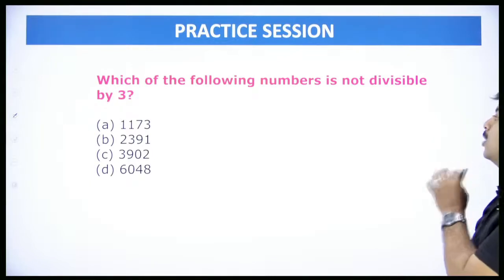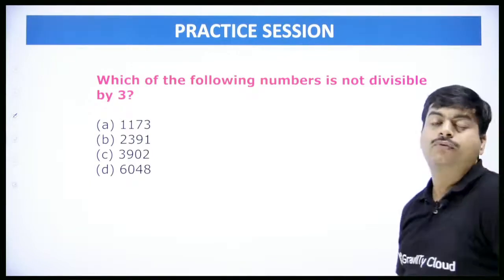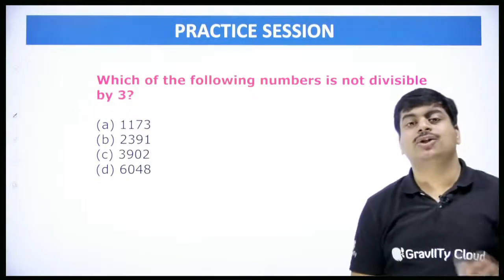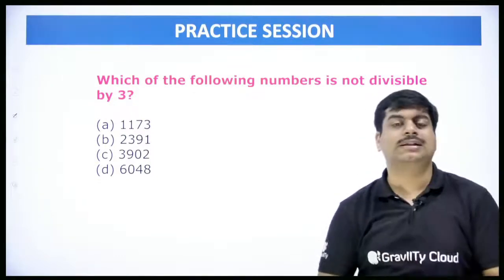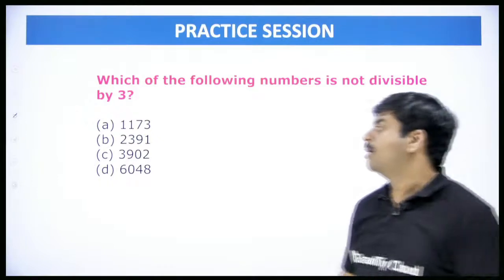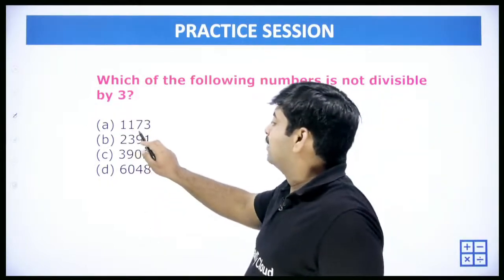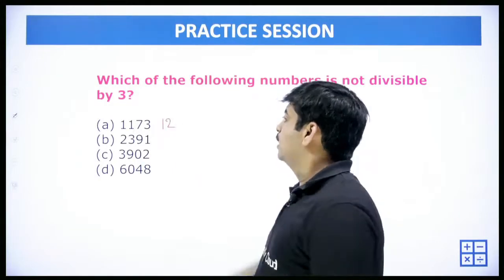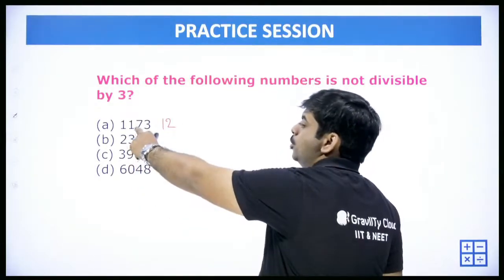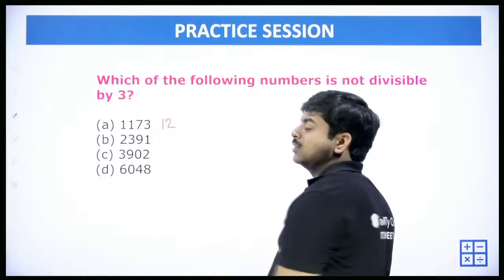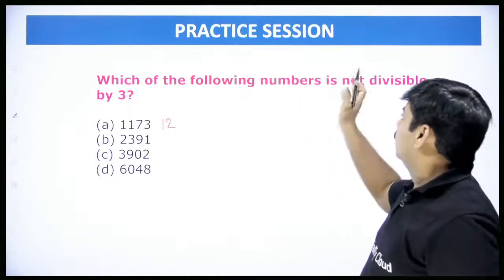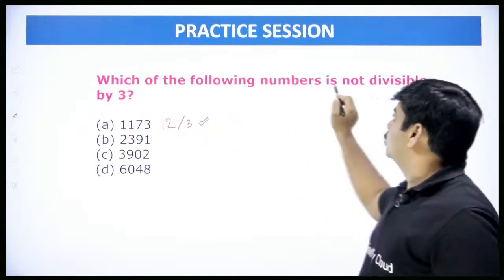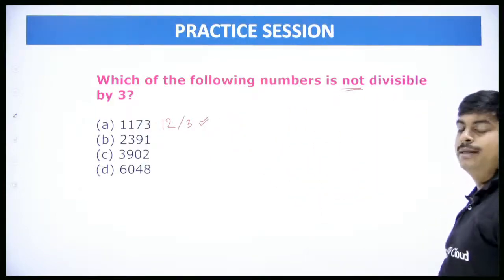Which of the following numbers is not divisible by 3? I told you for the divisibility of 3, the sum of all the digits in the given number should be a multiple of 3. So 1 plus 1 is 2, 2 plus 7 is 9, 9 plus 3 is 12, which is a multiple of 3, which is divisible by 3. But the question is, which is not divisible by 3.